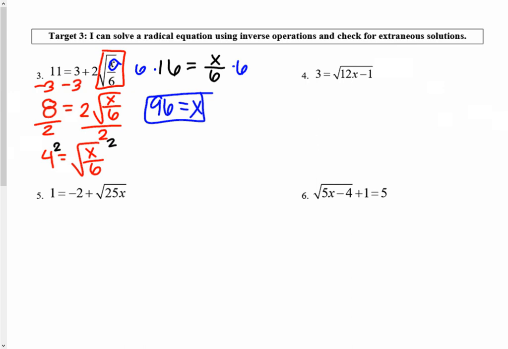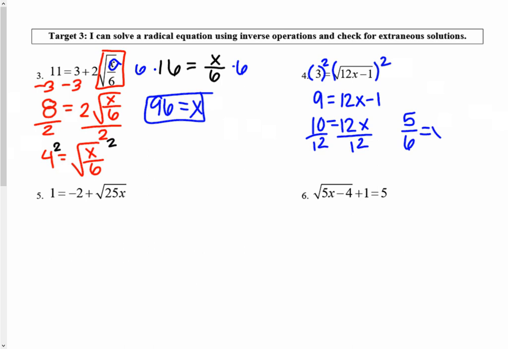On number 4 here, our square root is already isolated, so I'm just going to go ahead and square both sides. So 9 equals 12x minus 1. Adding 1 to both sides, 10 equals 12x, and then divide both sides by 12. We can simplify 10 twelfths to 5 sixths, so I have x equals 5 sixths.